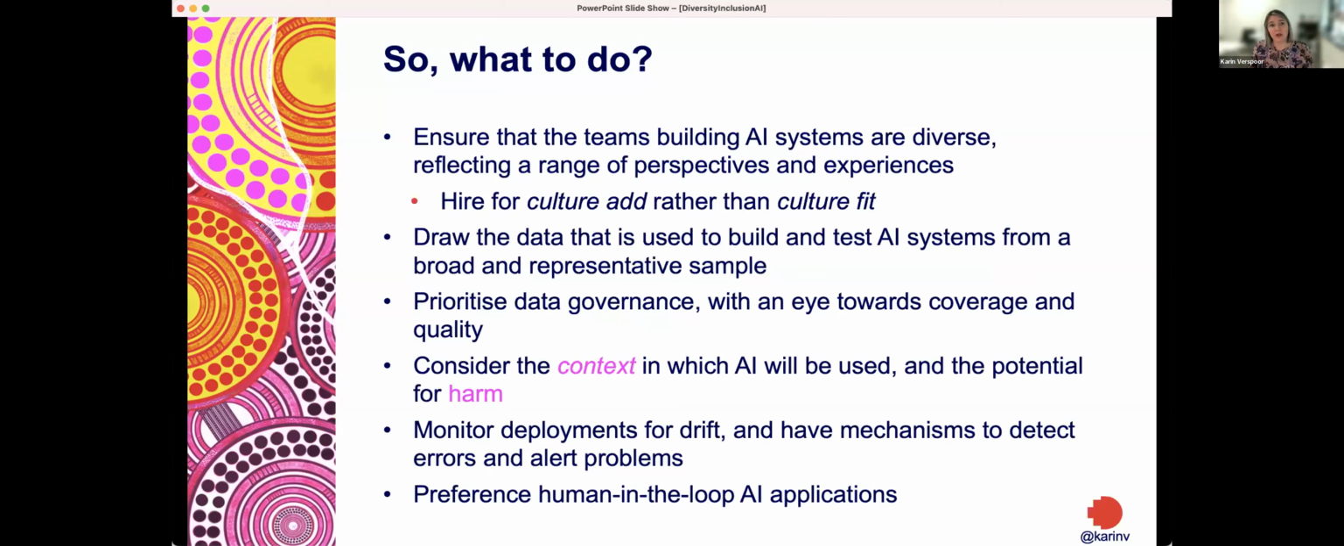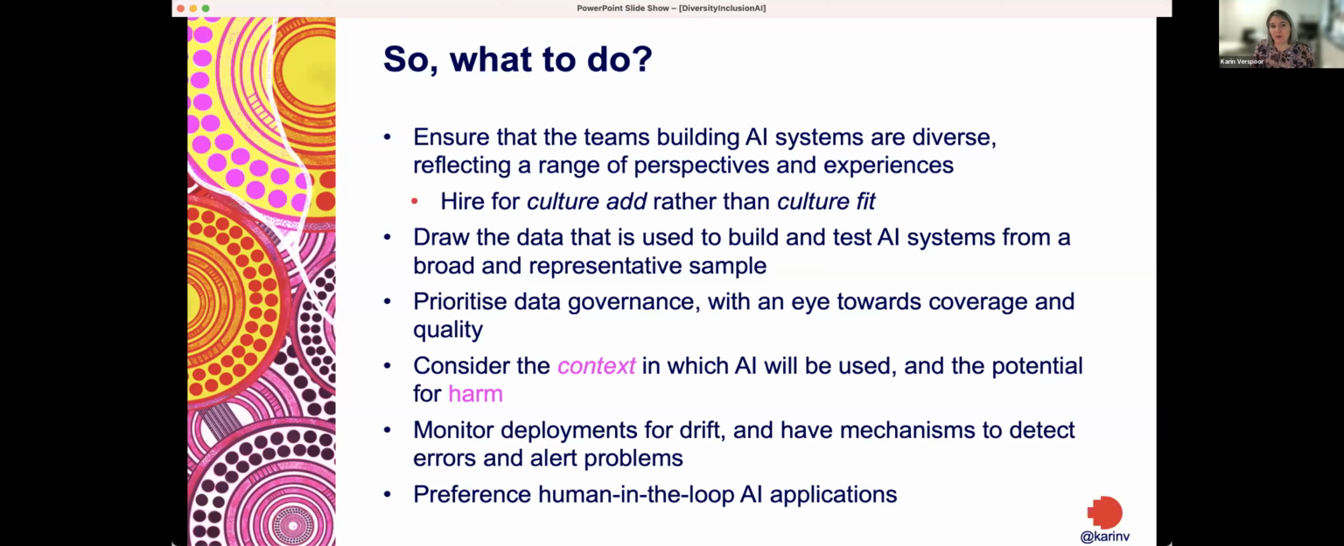So what should we do? We need to ensure that the teams who are building AI systems are diverse, reflecting a range of perspectives and experiences. And I would challenge any business to really think about hiring for culture add rather than culture fit. Think about what a new person who's different from the people you already have brings to the table.